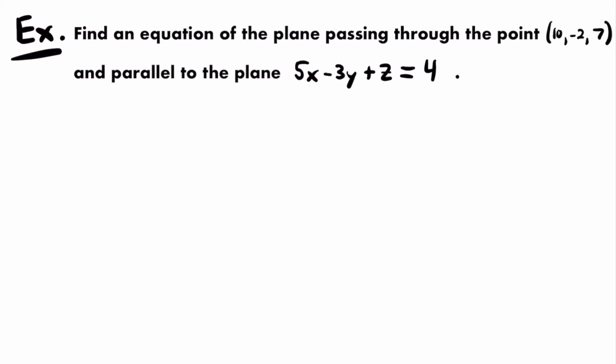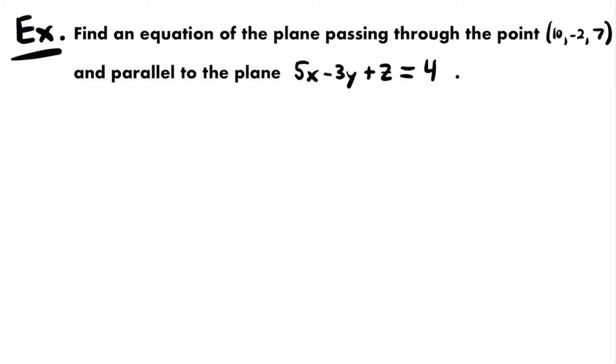Okay, so for this example, we want to find an equation of the plane passing through the point (10, -2, 7) and is parallel to the plane 5x minus 3y plus z equals 4. All right, so once again, we have another variation of these problems where we want to find an equation of a plane. This time, once again, we are given a point on that plane, but the second thing that we're given is a little bit different. We're not given a vector perpendicular to the plane, and we're not given a line perpendicular to the plane. We are given another plane that the plane is parallel to.